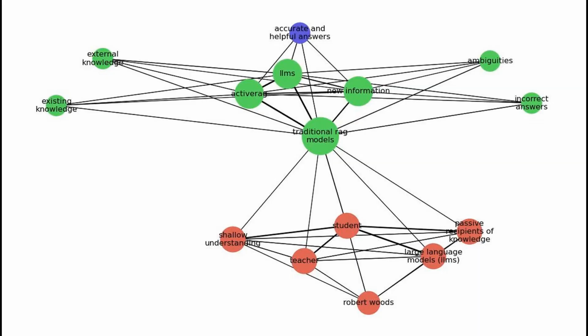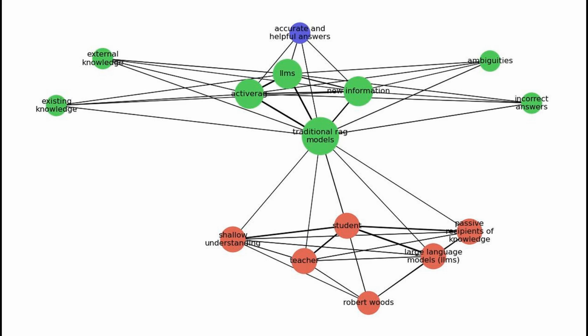Traditional RAG models can be compared to a student who only listens to a teacher without ever asking questions or seeking to understand the material. In this case, the large language models, LLMs, act like passive recipients of knowledge, meaning they simply accept whatever information is presented to them without digging deeper or connecting it to what they already know. This passive approach can be a problem because it leads to a shallow understanding.